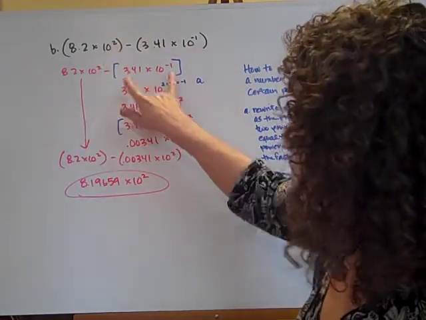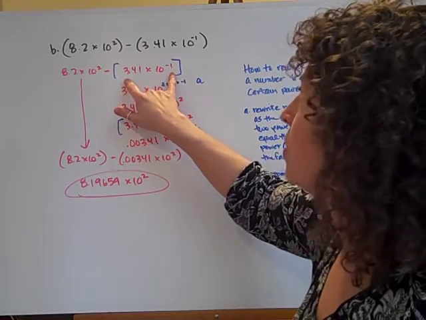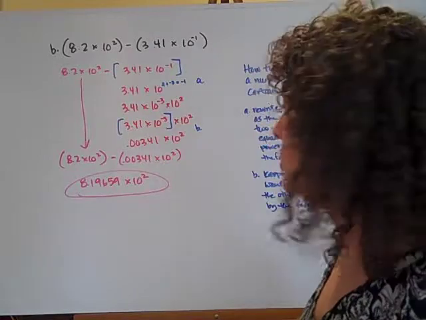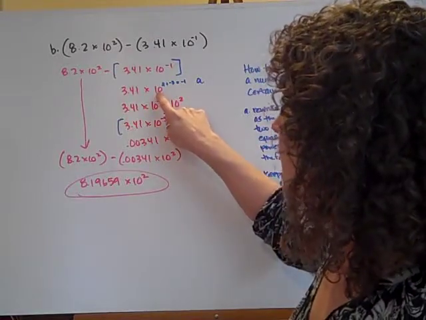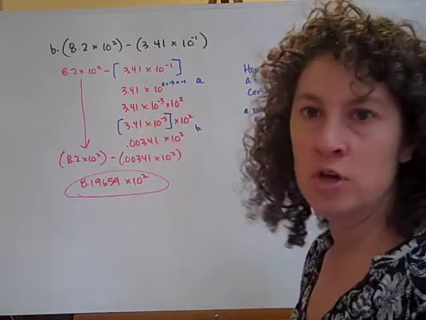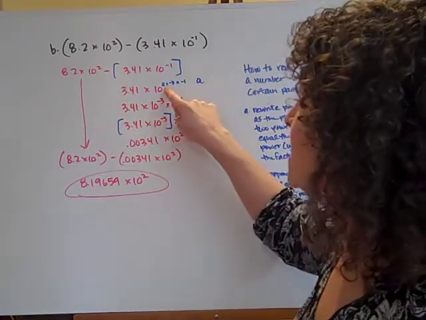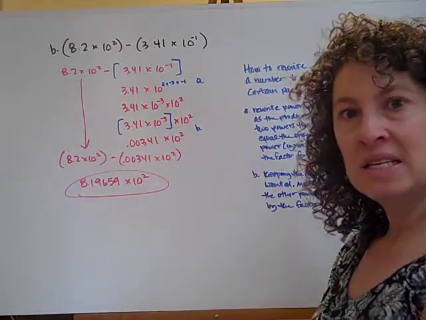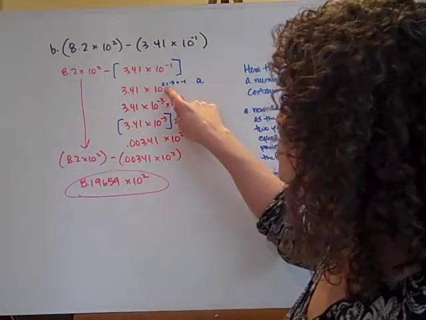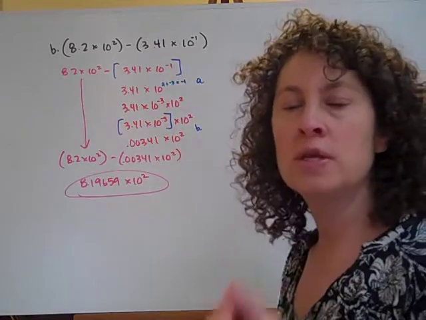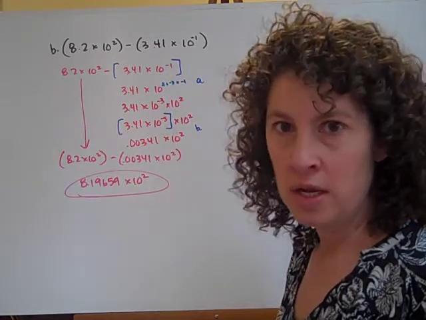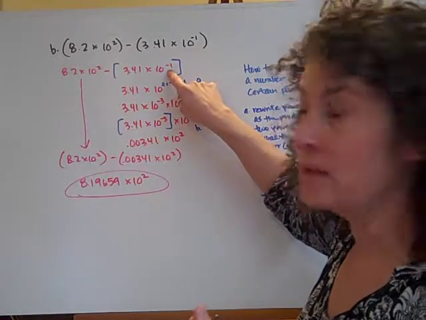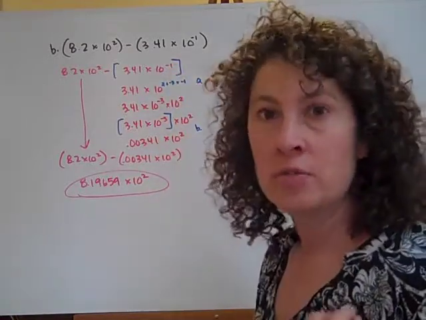So I'm going to pay attention only to this 3.41 times 10 to the negative first power. I'm going to ignore the 3.41 for the moment, and figure out how I get this 10 to the negative first power to be 10 to the second. So I'm going to have to break it up. I want it to be 10 to the second, and 10 to the something so that when I add these two exponents together, I get negative 1. So 2 plus what is negative 1? 2 plus negative 3 is negative 1.